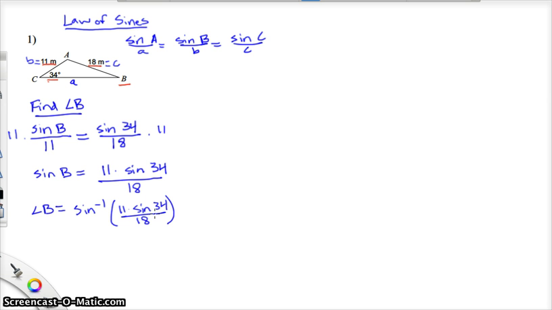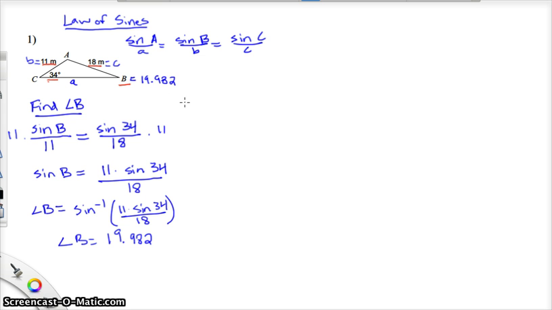I hit the second button, then the sine button to give me the inverse sine button, and then I type in 11 times the sine of 34. I'm careful to close the parentheses after the 34. Then I divide by 18, and I get my answer to be 19.982, rounding to the nearest thousandth. And so up here for angle B, I'm just going to add that information, 19.982. I now have two of my three angles.